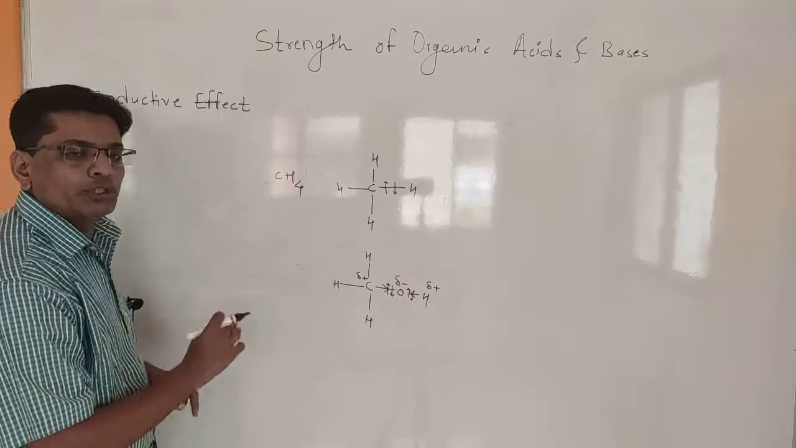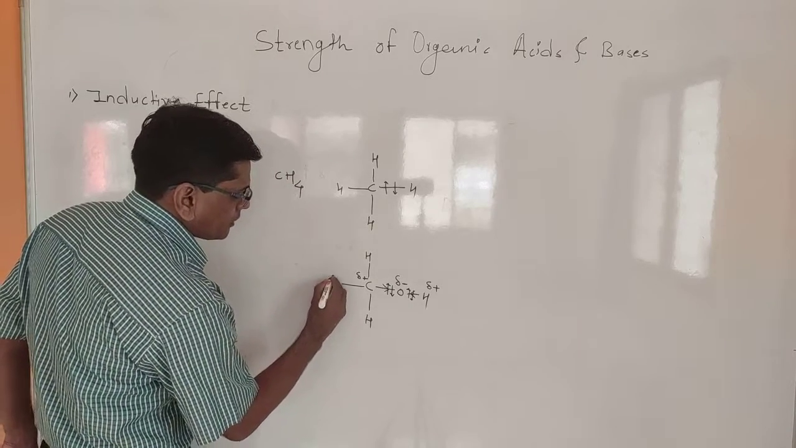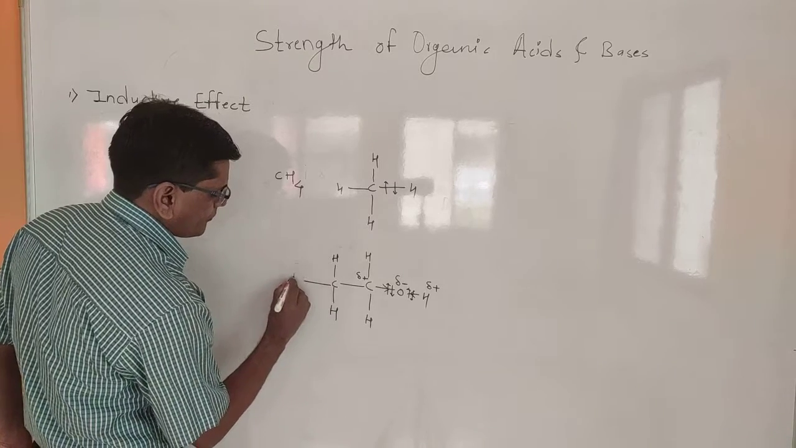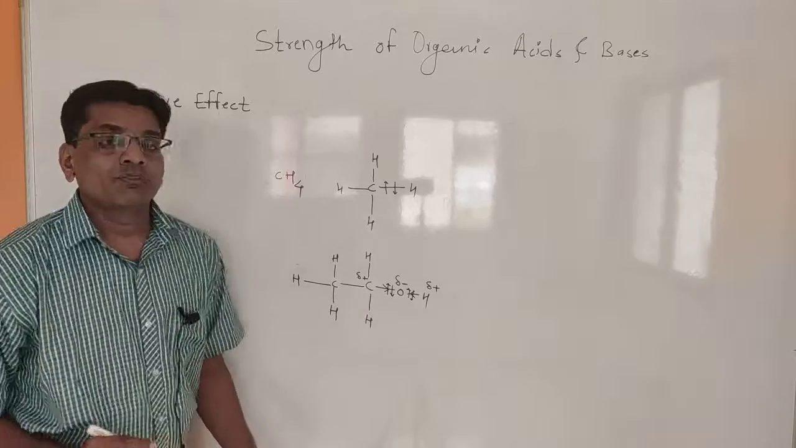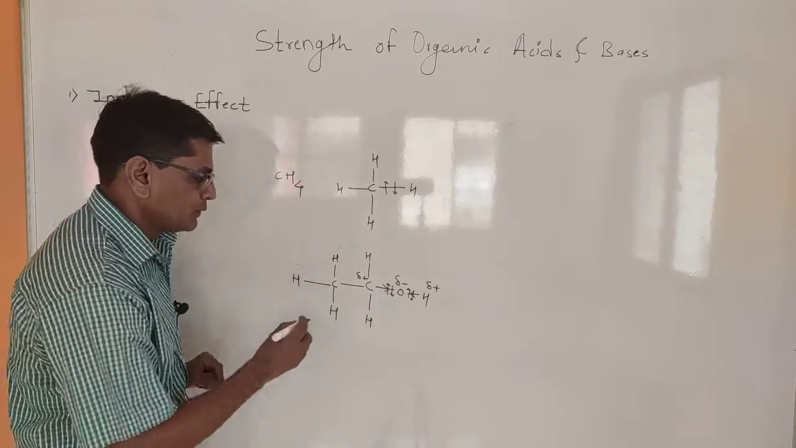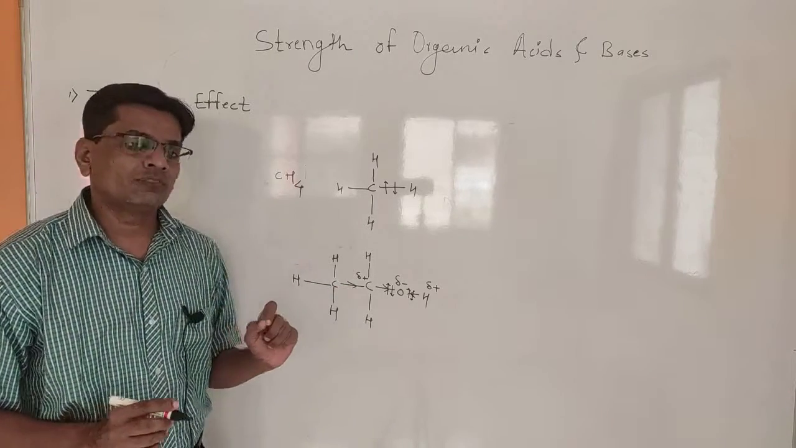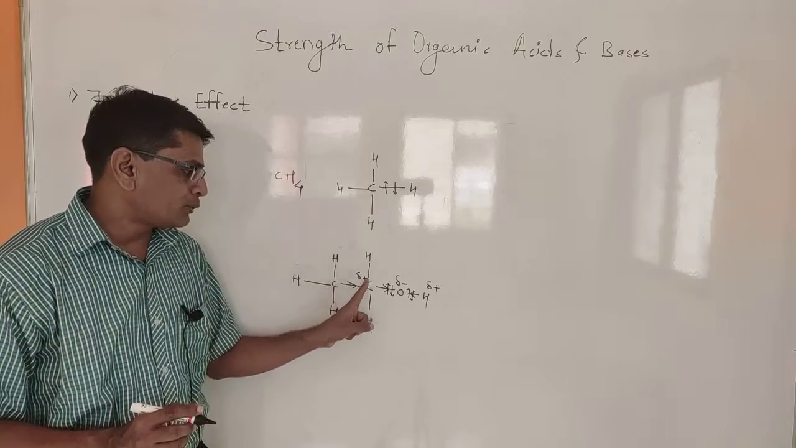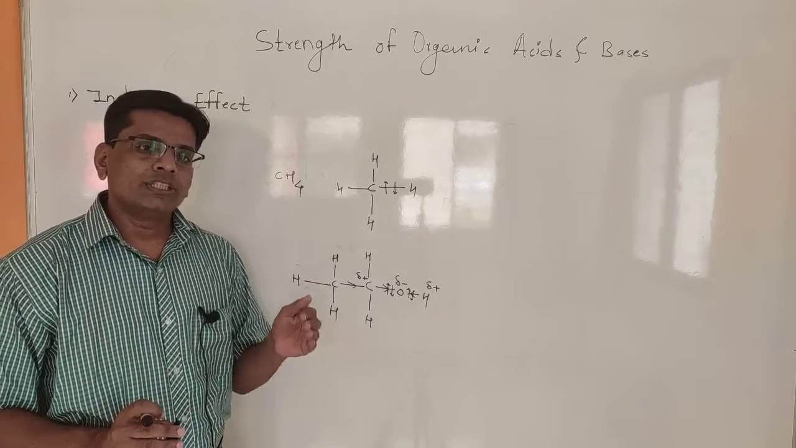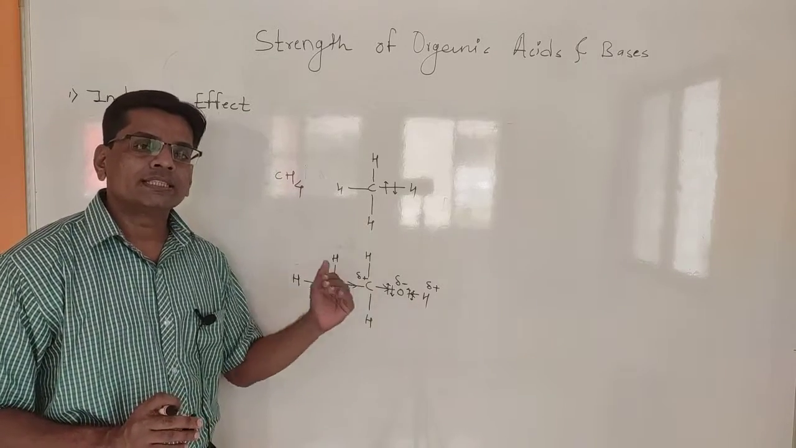In the same molecule, if we replace one hydrogen by one more CH3 group, then the inductive effect is further shifted to the next carbon, but the inductive effect is less as compared to the carbon which is directly attached to the oxygen. So that means as the distance from the electronegative atom increases, the inductive effect decreases.